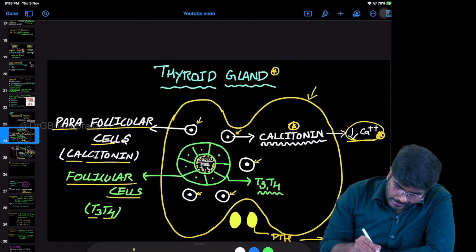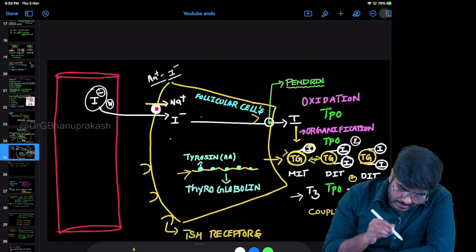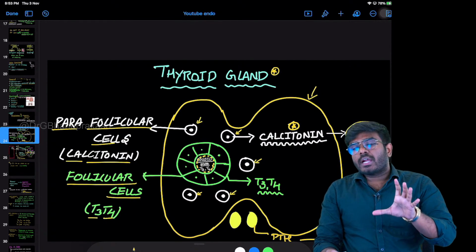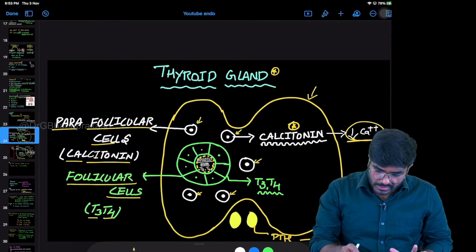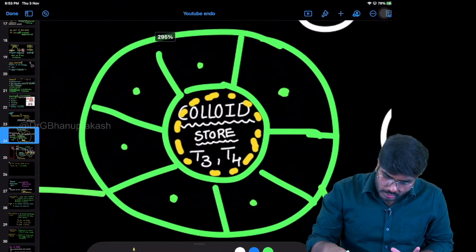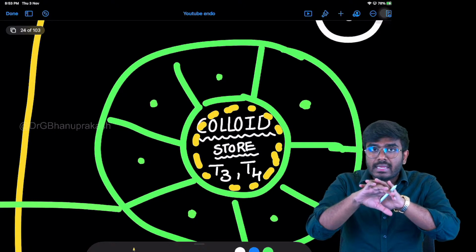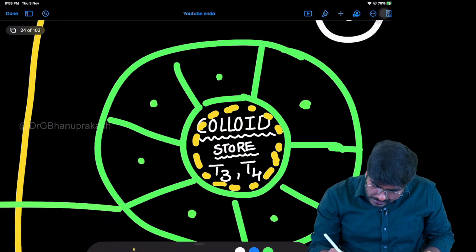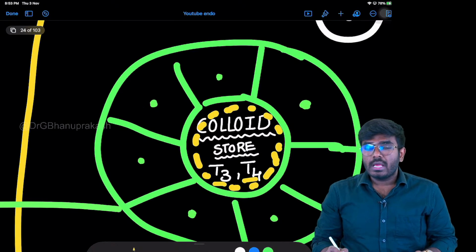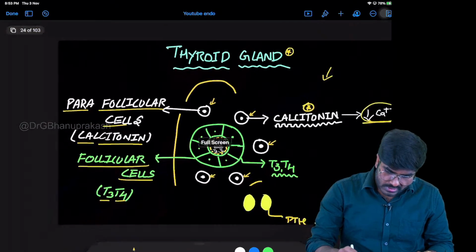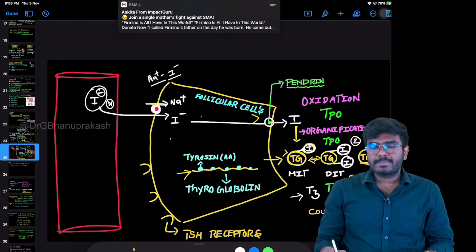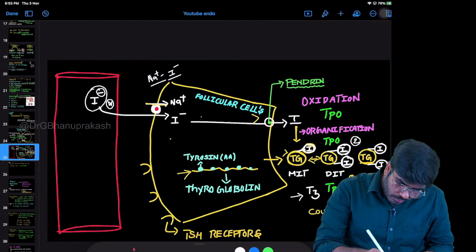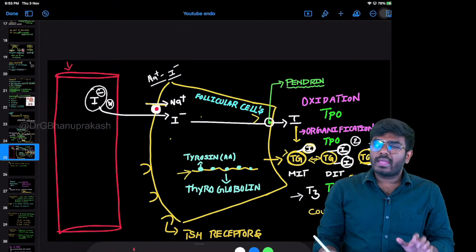Okay. Now, having said that, let's discuss how actually the thyroid hormones are getting produced. Please see here, if I zoom into the follicular cells, you can see there is an area called the colloid. In the colloid, the T3 and T4 hormones are present. Now, how actually are these T3, T4 hormones produced? Now we will discuss. Here, I have shown you the blood vessel.